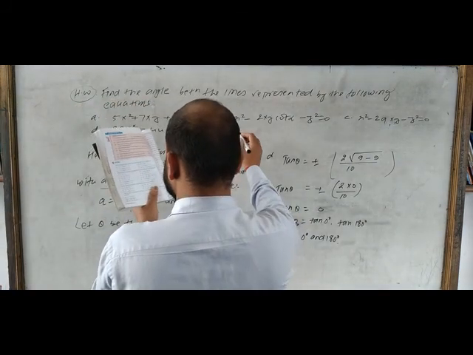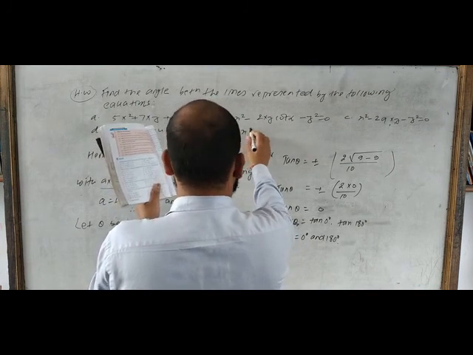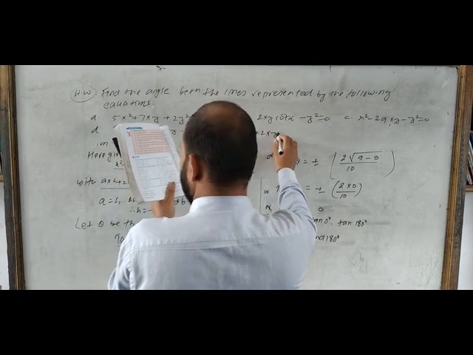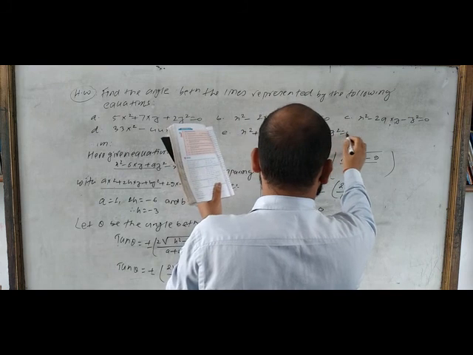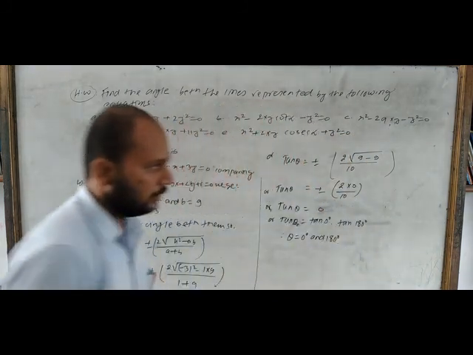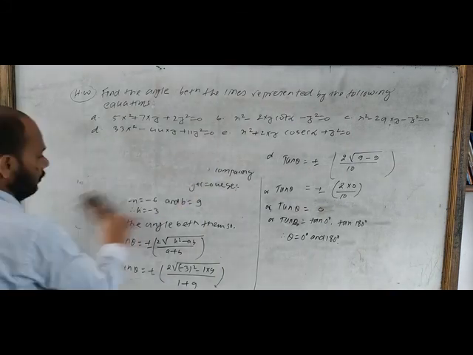E number, x square plus 2xy cosec alpha plus y square is equal to 0. Okay, write down. Now this is your homework. Write down, all of you.